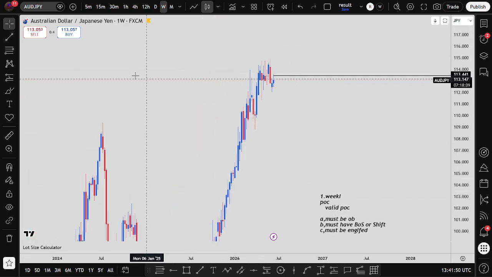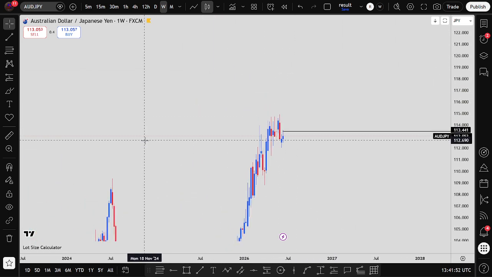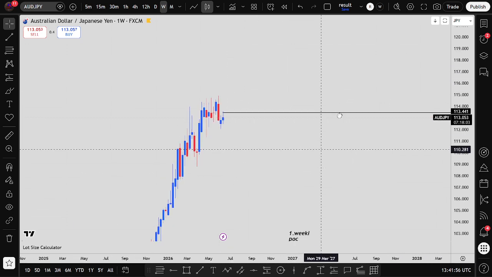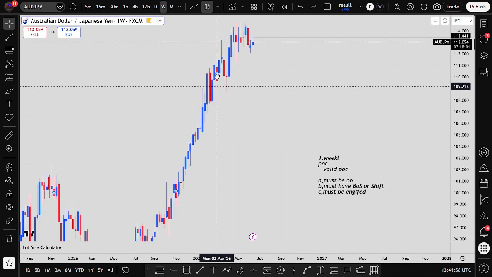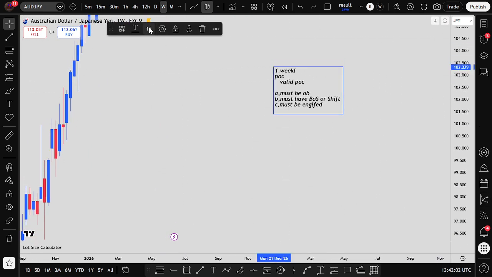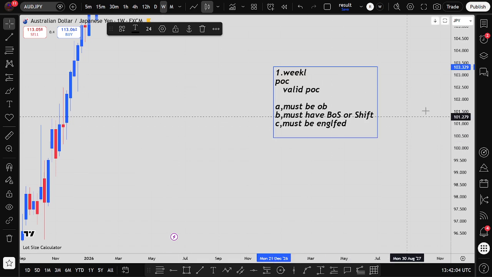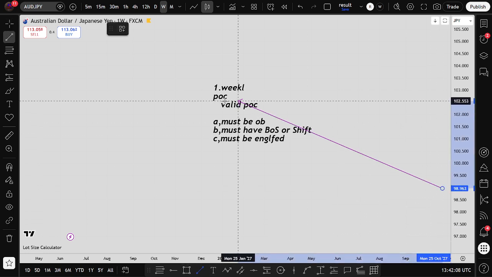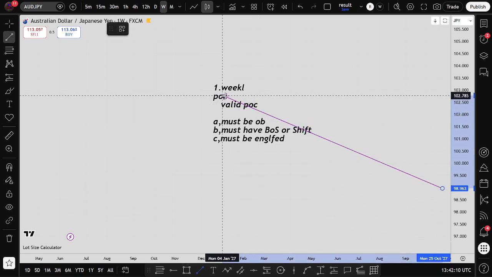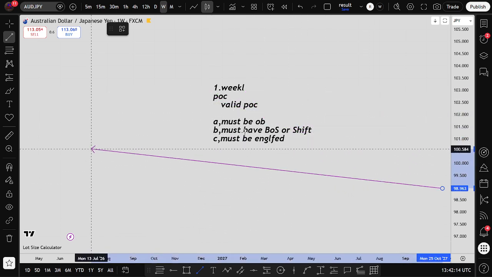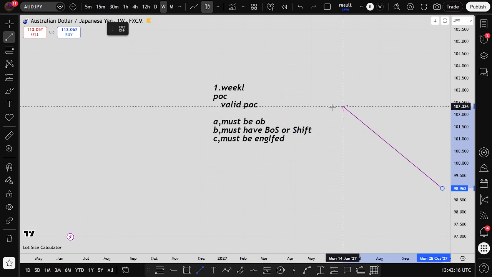So when I'm on this method specifically, when I come to the chart, the first thing I do is I go to the weekly time frame. Now, what do I do on the weekly time frame? These are the things I do. On the weekly time frame, I look for what we call POC, point of consideration. I'll explain what a point of consideration is.